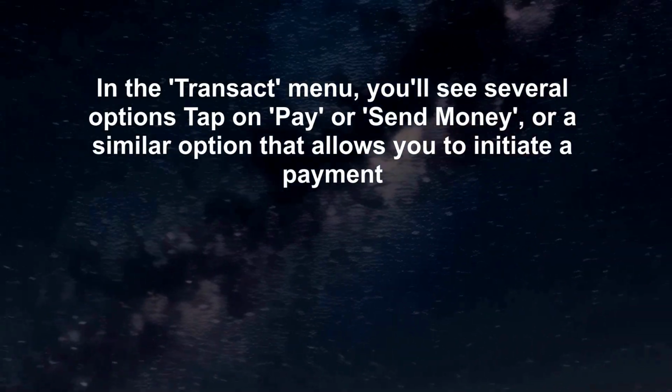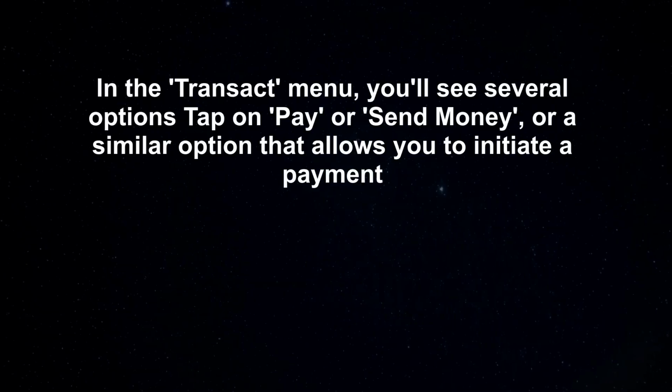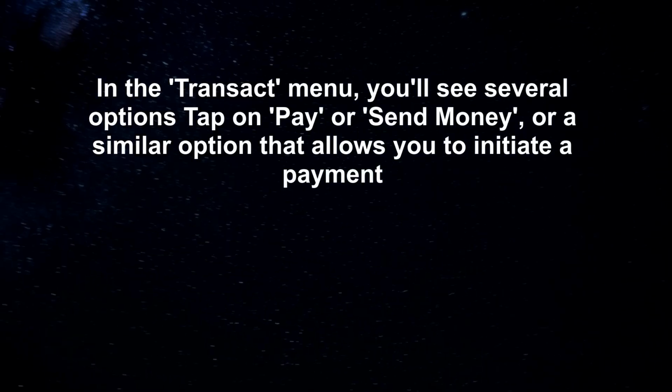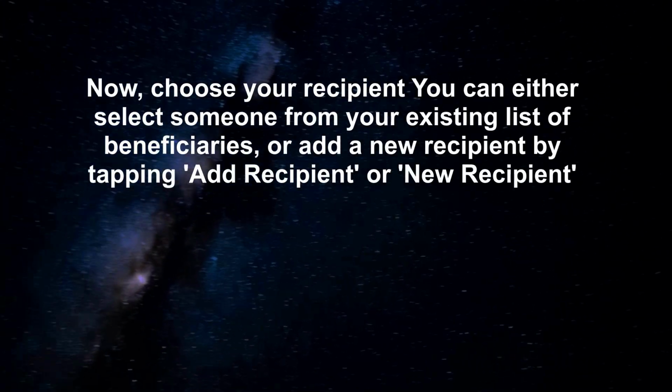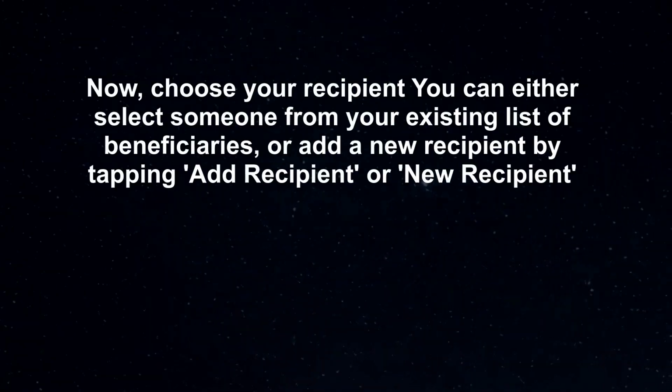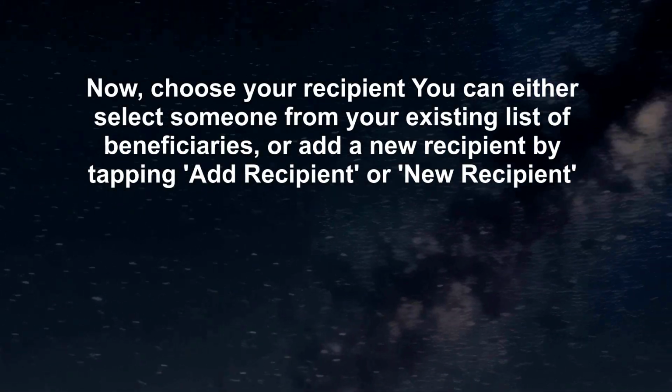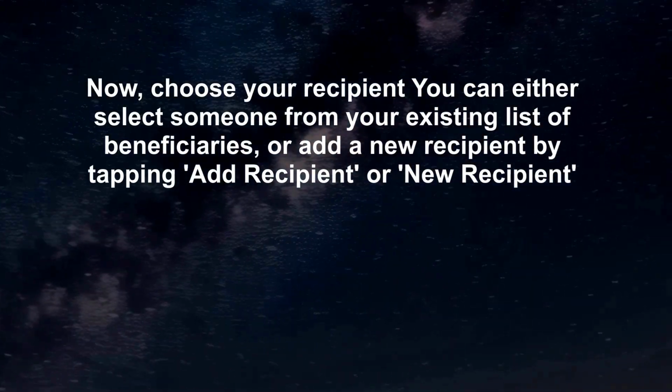bar. In the Transact menu, you'll see several options. Tap on Pay or Send Money, or a similar option that allows you to initiate a payment. Now choose your recipient. You can either select someone from your existing list of beneficiaries or add a new recipient by tapping Add Recipient or New Recipient.